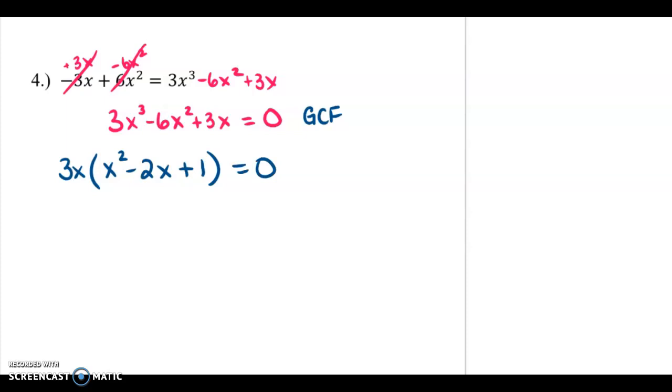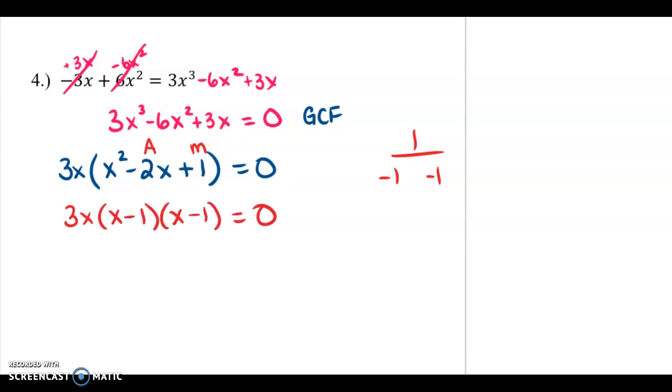Now it's a trinomial, so I'm going to use add multiply. So I need two numbers that add to -2 and multiply to 1. Well, multiply to 1 is only 1 and 1, but it has to add to -2, so they both need to be negative. So I'm going to leave my GCF on the outside, then I get x minus 1, x minus 1. If you want to write it as x minus 1 squared, that's fine. Just know that you need to make sure that you have a positive 1 in your answer twice.